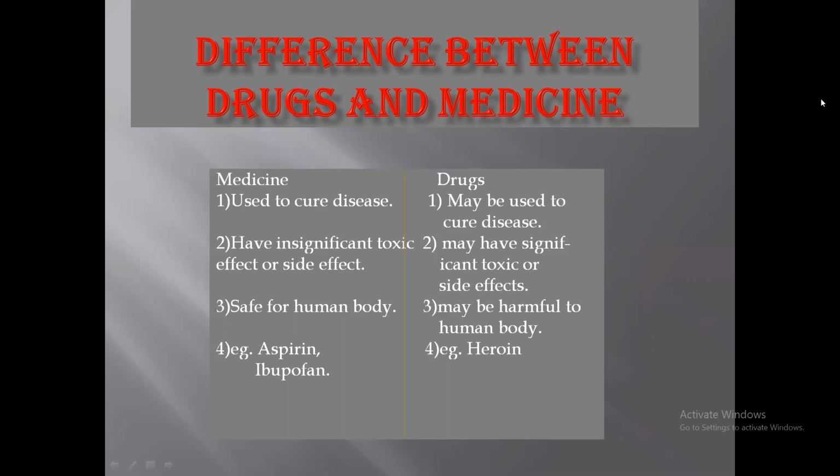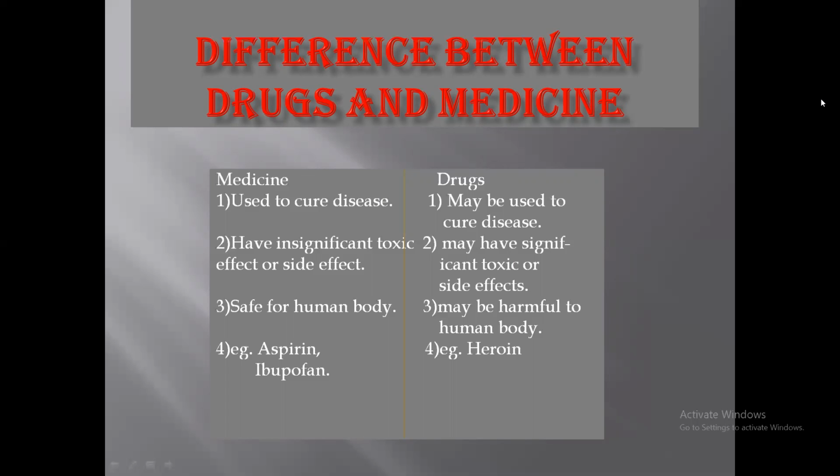Medicines are used to cure the disease. Drugs may be used to cure the disease. Medicines have insignificant toxic or side effects. Drugs may have significant toxic or side effects. With medicine, after the ailment is cured, there is no addiction among the patient to use this compound again and again. But with a drug, after the ailment is cured, the patient might develop an addiction towards using this compound again and again.